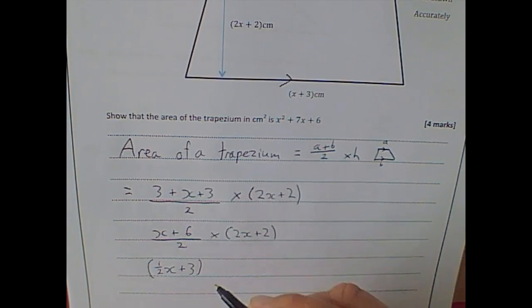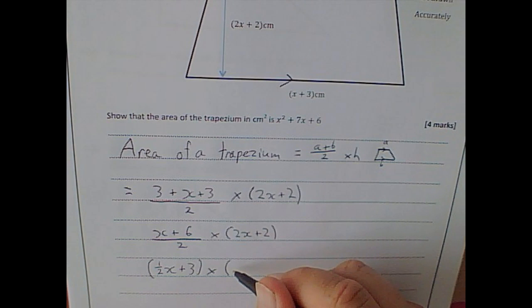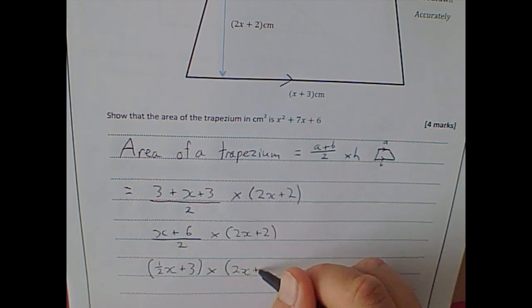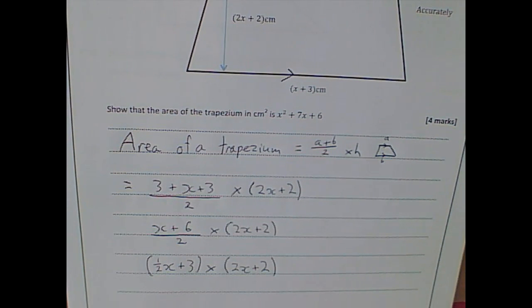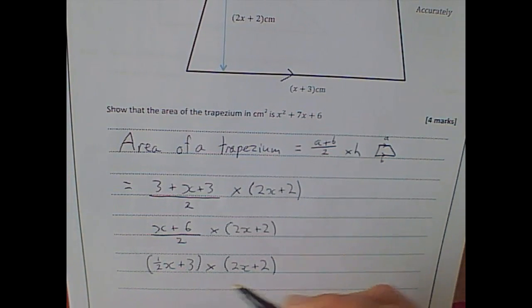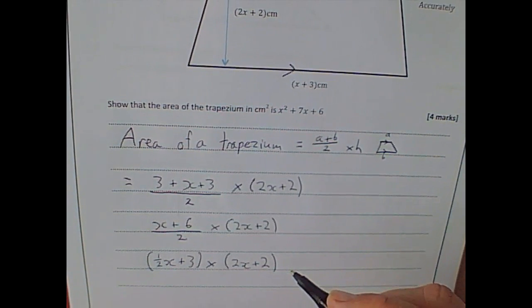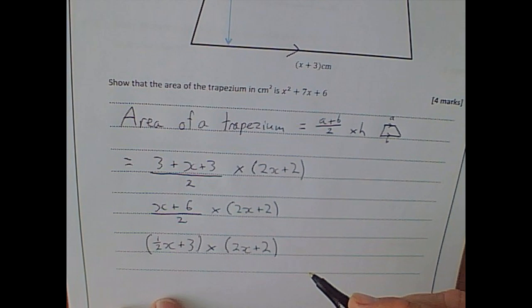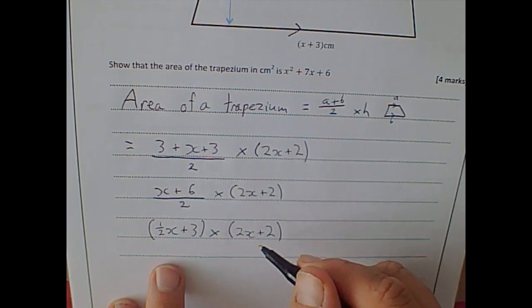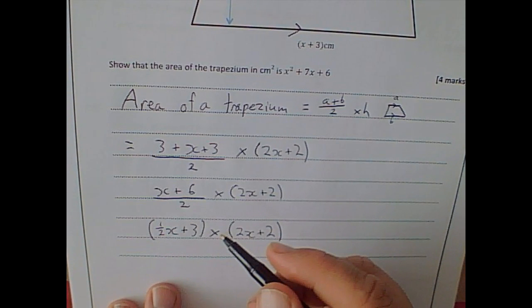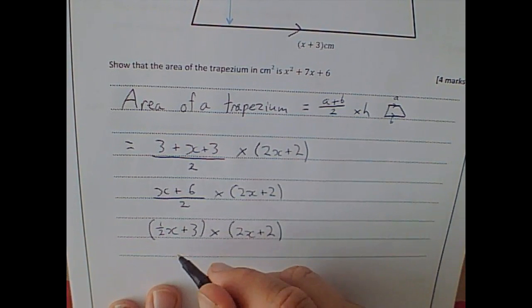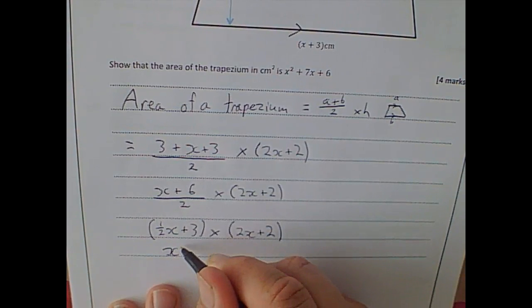Okay, so I'm going to put that in brackets because all that is going to be multiplied by 2x plus 2. Okay. So let's expand this out, using FOIL or a grid method, whatever you choose. So I'm going to use the FOIL method here. So first, a half x times by 2x is, well, what's a half times 2? It's just a whole, isn't it? So that's just a whole lot of x squared.